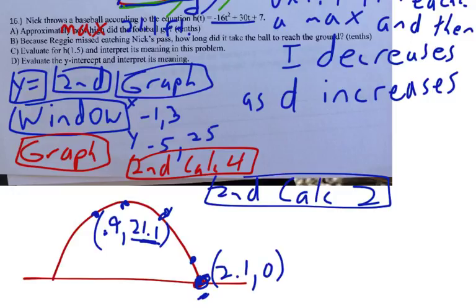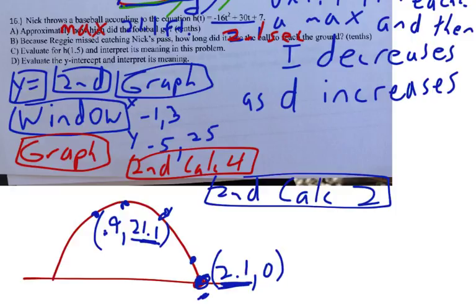Remember that number on the right, if you get like an E negative 12, which is actually what I got, that means it's just a really small number, so it's basically 0. And the only one I care about anyway is going to be my 2.1. So at 2.1 seconds is when the ball reaches the ground. So 2.1 seconds.